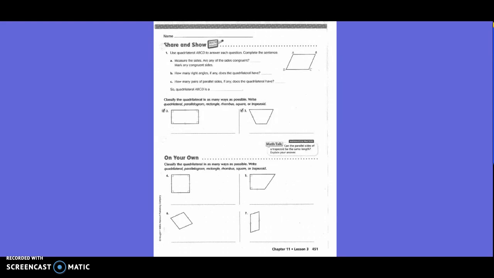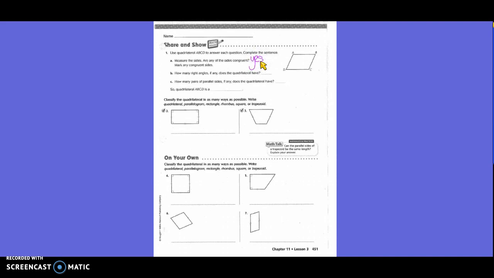Share and show. Use quadrilateral A, B, C, D to answer each question. Complete the sentence. Measure the sides. Are any of the sides congruent? Mark any congruent sides. So therefore, what are we going to need, guys? A ruler, or a protractor, right? So after you guys measured, are there any congruent sides? Yes or no? Yes.